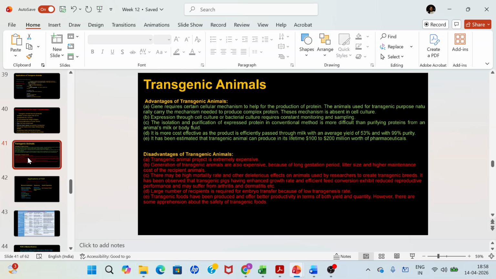So yes, producing transgenic animals has its own disadvantages also. It is not like we can go ahead with the field just like that. There are disadvantages to this also.